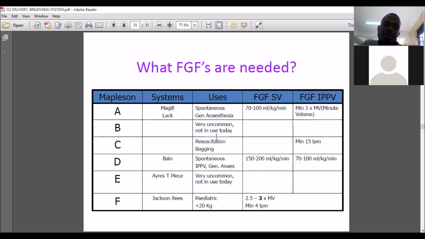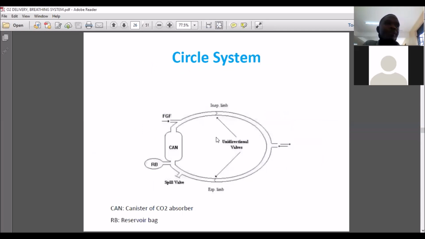We have the A, B, C, D, E, F. So they have those other names. The D, they name it Bain. The E, T-piece. F is Jackson Rees. A is Magill. Those guys, the oxygen they put in, that's what they give.